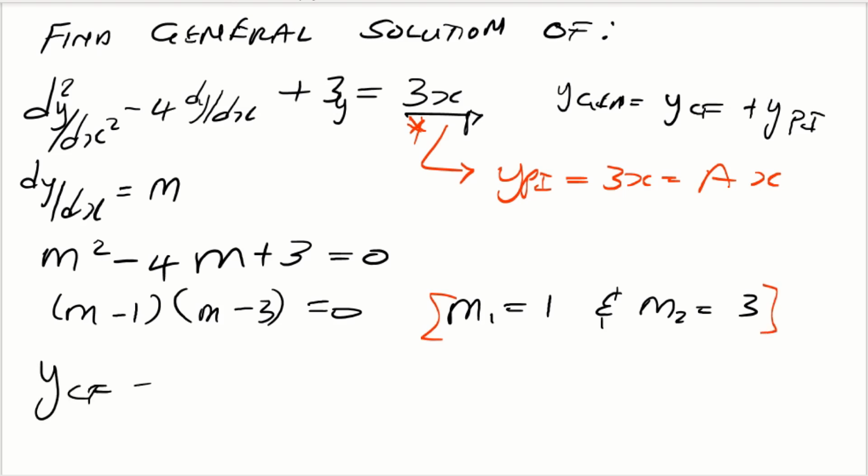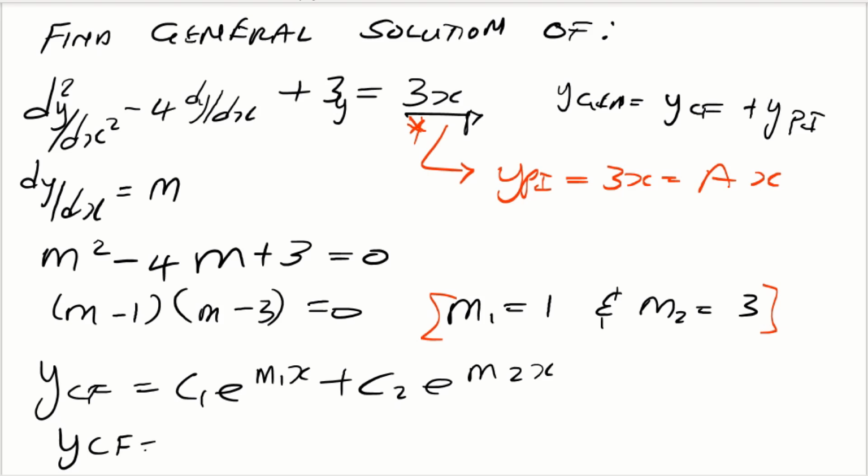Your y_CF will be c1 e^(m1 x) plus c2 e^(m2 x). Okay, so you're gonna substitute those values. Your y_CF will be c1 e^(x), then your c2 e^(3x) right there, since m1 is 1 and m2 is 3. So this is your equation for CF. Okay, so we are not done.